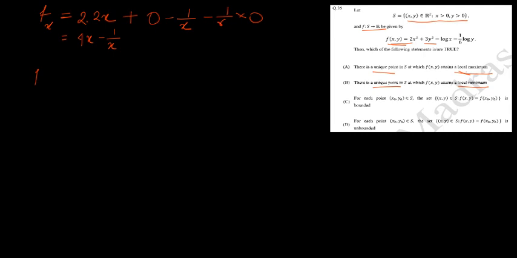Now we take the partial derivative of f with respect to y. The derivative of 2x² is 0, plus 3 into the derivative of y², which is 2y, minus the derivative of log x, which is 0, minus 1 by 6 into the derivative of log y, which is 1 by y. So fy equals 6y minus 1 by 6y.